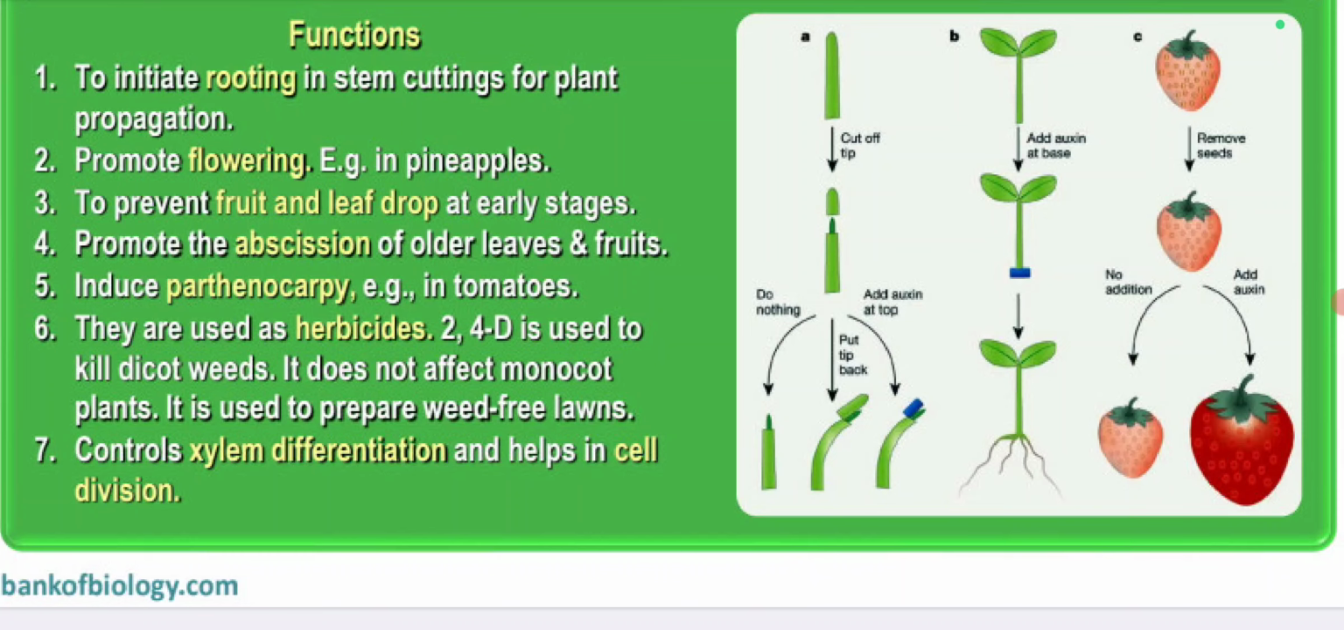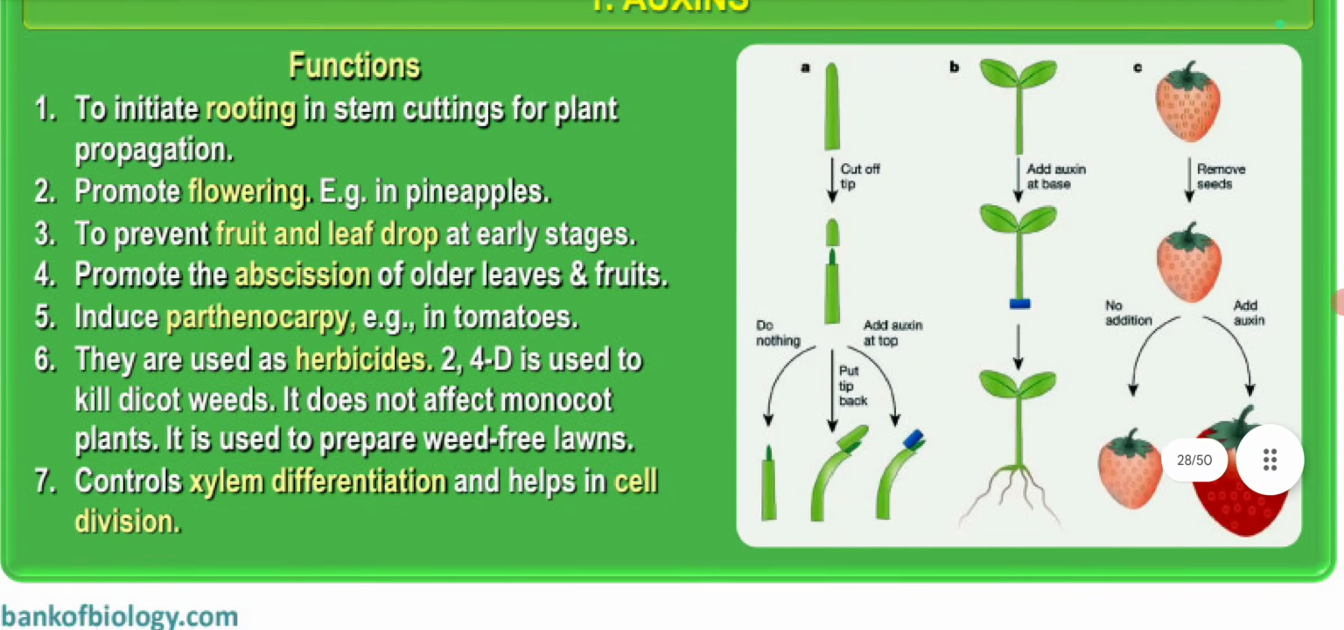Sixth, they are used as herbicides. 2,4-D is used to kill dicot weeds. It does not affect monocot plants. It is used to prepare weed-free lawns. Seventh, controls xylem differentiation and helps in cell division. These are the functions of auxin.